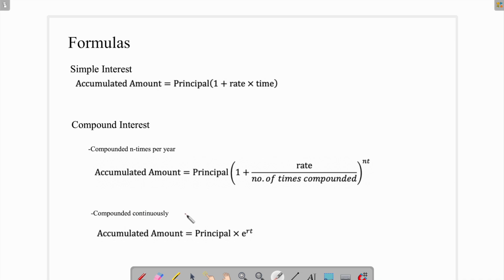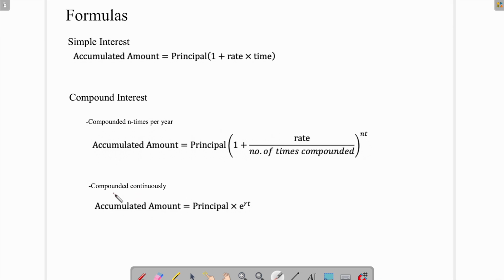Annually would just be 1. Continuously compounded is a bit different in this sense, in that it assumes the interest is compounded at every single moment.